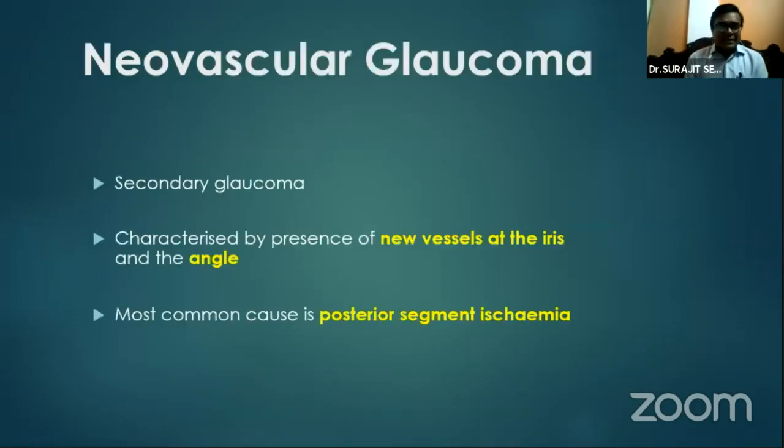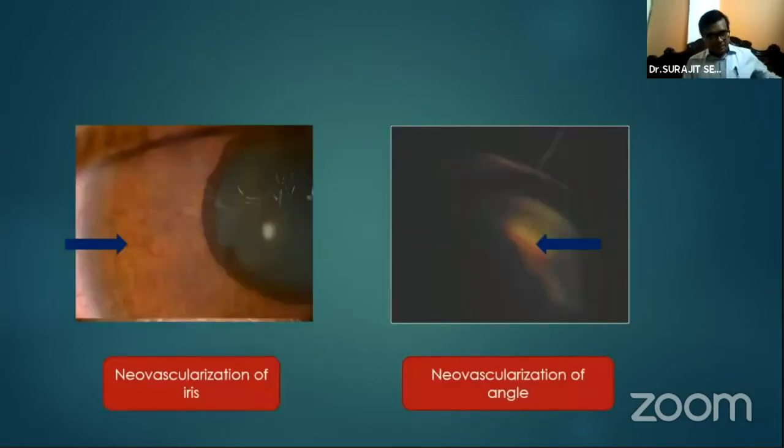As you all know, neovascular glaucoma is the most notorious form of secondary glaucoma, and it is one of the most difficult glaucomas to manage. It is characterized by the presence of new vessels at the iris and the angle, and the most common cause is posterior segment ischemia.